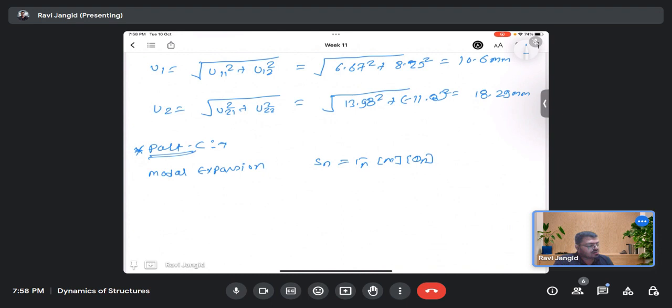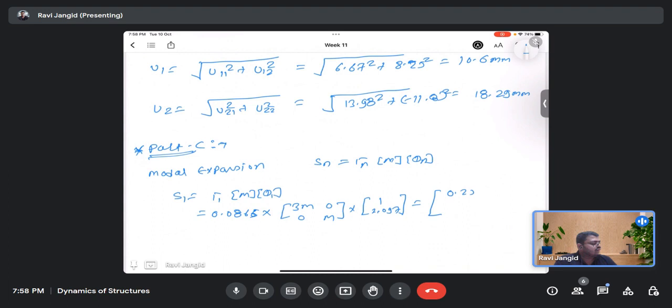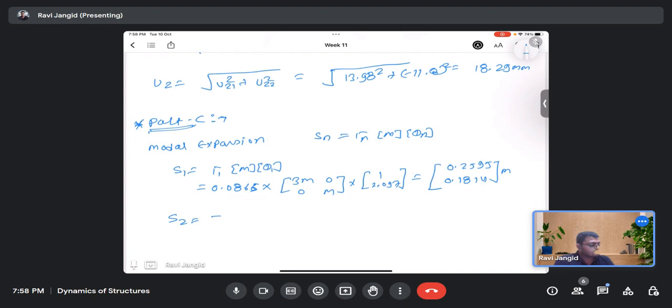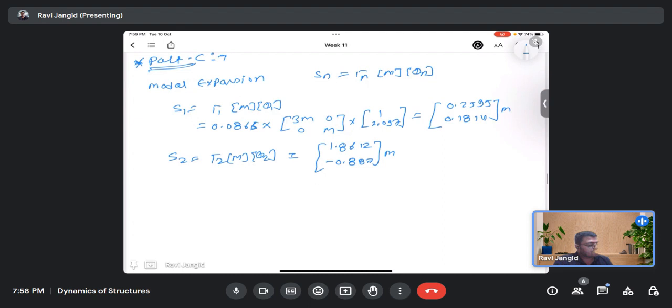Okay, so your S1 would be gamma 1 mass matrix phi 1. So we have gamma 1 0.086665, mass matrix 3m 0, 0 m, times 12.097. If you do that, you will find this as 0.2595, 0.1814, and that multiplied with the mass also. Same thing for S2, gamma 2 mass matrix phi 2. So you will get 1.8612, 0.887 times the mass.